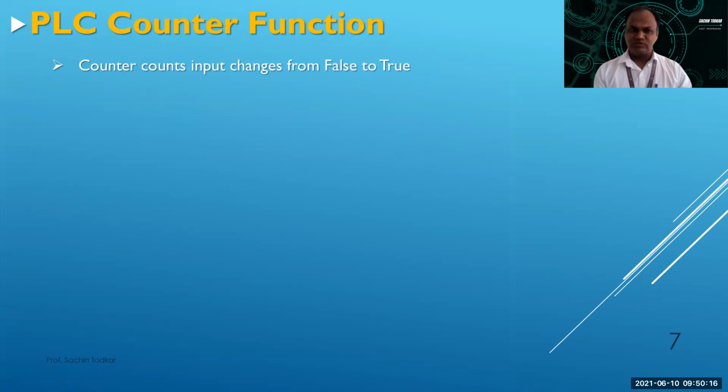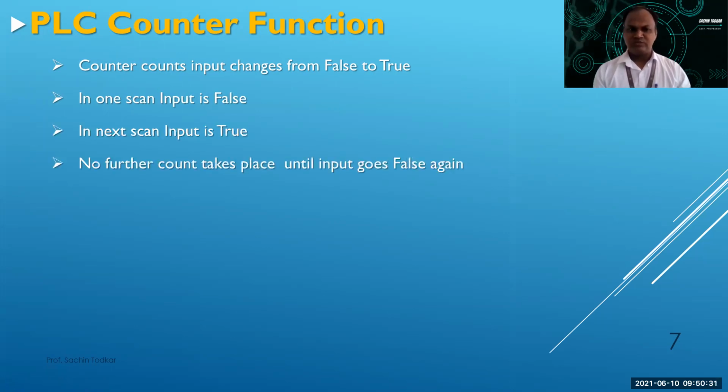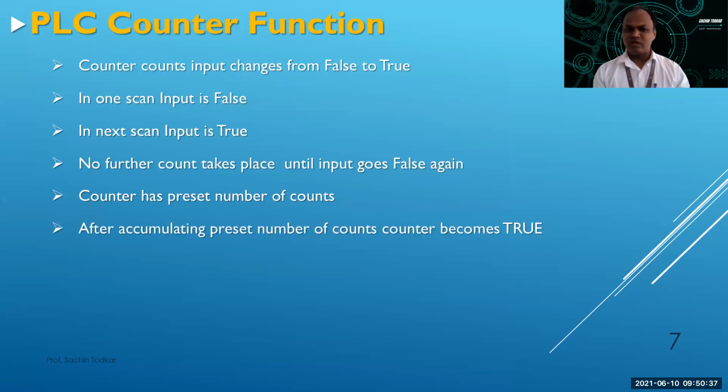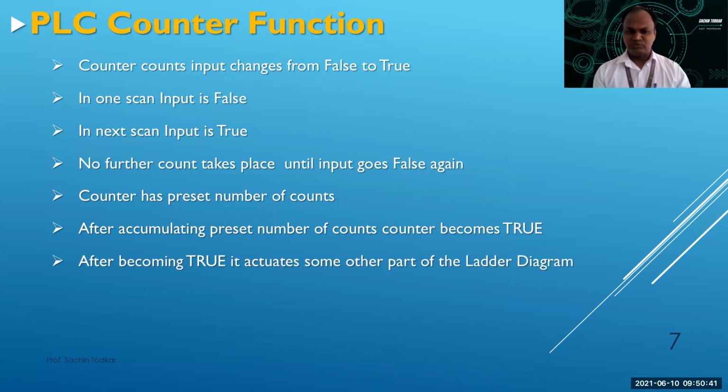Counter function. The counter is similar to timer, but it is having some additional advantage. Counts input changes from false to true. In one scan, input is false. In next scan, it is true. So no further count takes place until input goes false again. Counter has preset number of counts. After accumulating preset number of counts, counter becomes true. After becoming true, it executes some other parts of the ladder diagram.